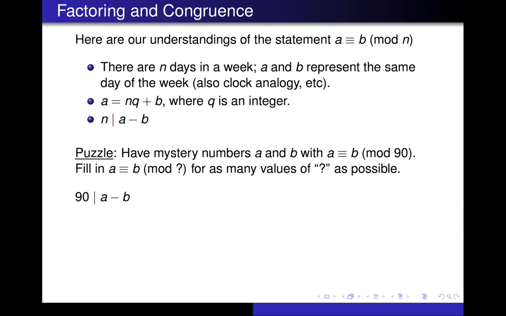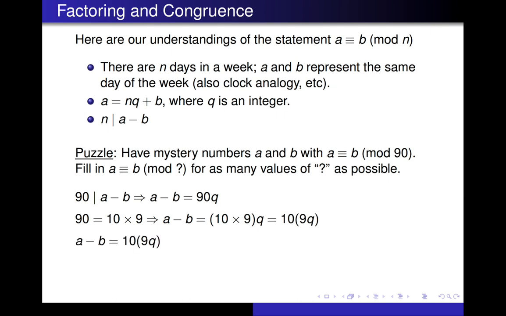So here's what I know from our new understanding of congruence. I know that 90 divides evenly into A minus B, and that tells us that A minus B is equal to 90 times some integer, and I'll call that integer Q. Well, we can factor 90 into 10 times 9. Here's where the factoring comes in, and put that back into the equation. That tells us that A minus B is equal to 10 times 9 times Q, which tells us, if I move the 9 and group it with the Q, that A minus B is equal to 10 times the quantity 9 times Q.